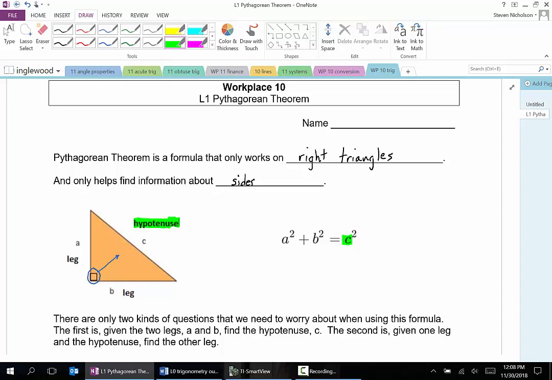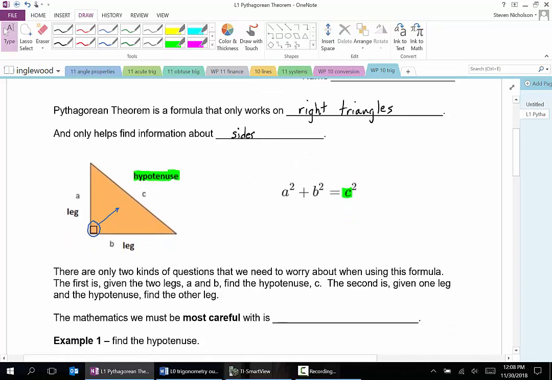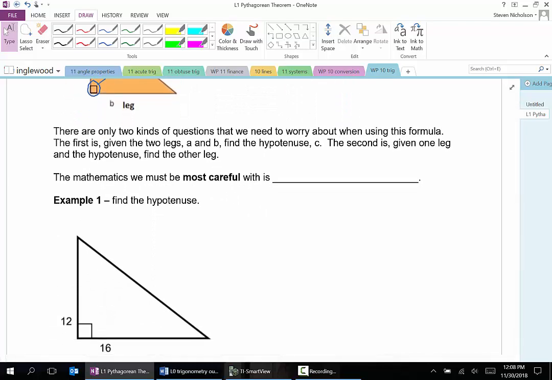So here's this little formula that you probably learned a long time ago: a squared plus b squared is equal to c squared. And all we have to remember is a and b are the legs, and c is the hypotenuse. There are only two kinds of questions we have to worry about when using Pythagorean theorem: either tell me what the hypotenuse is, or tell me what one of the legs is. And the mathematics we need to be most careful with is order of operations, or BEDMAS.